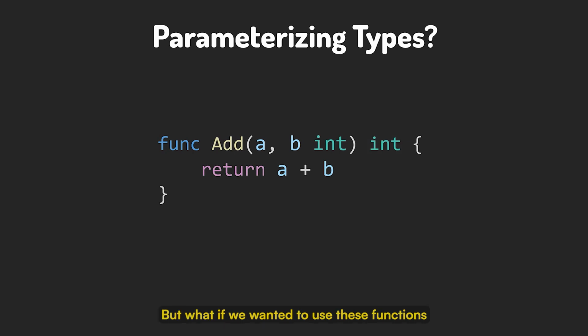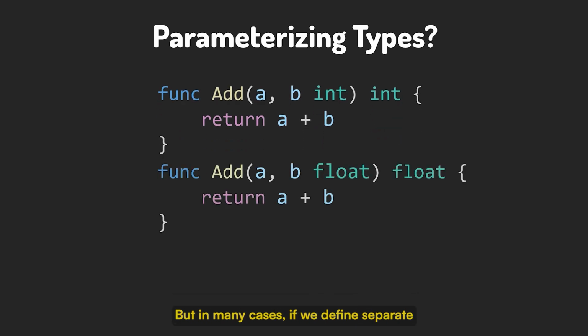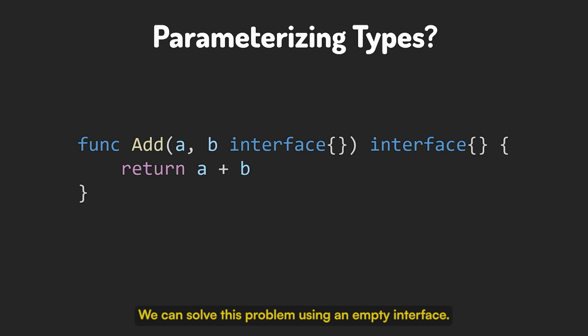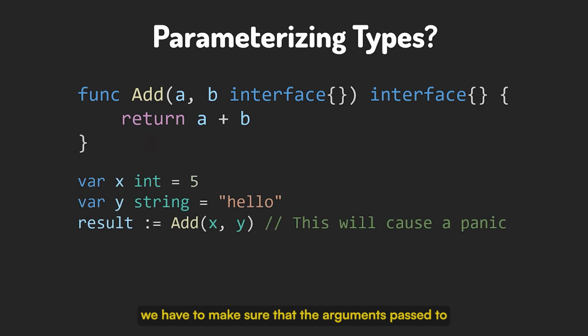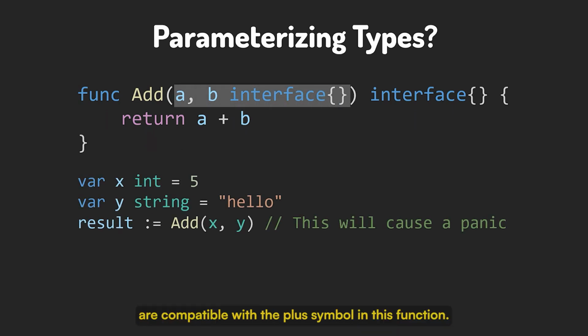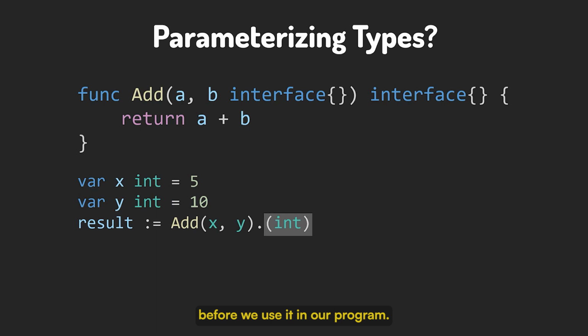But what if we wanted to use these functions on more than one type? How do we go about doing this? Well, in some cases, we might be better off making more than one function which handles different types differently. But in many cases, if we define separate functions, we'd be repeating logic which can be written only once. In a world without generics, we can solve this problem using an empty interface. But to be safe from a panic, we'd have to make sure that the arguments passed to this function are compatible with the plus symbol in this function. And on top of that, we'd have to use type assertions on the returned value before we use it in our program. This is not an ideal scenario, but we can make it work.